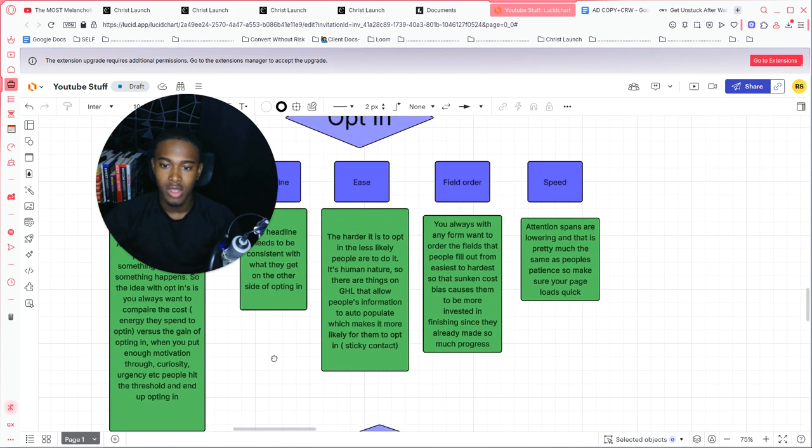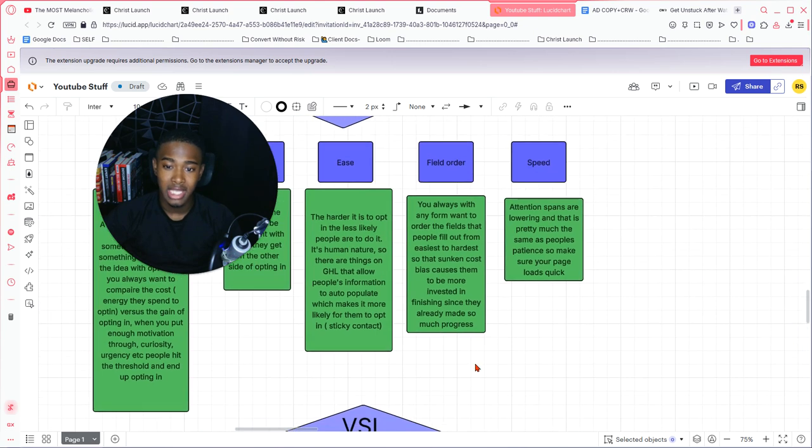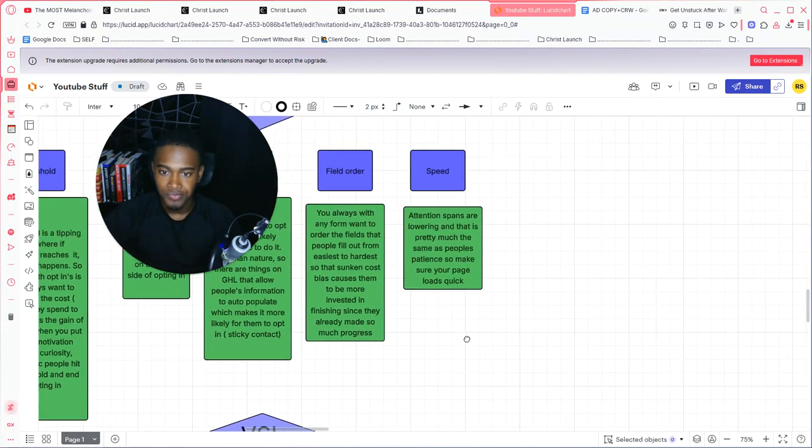Now, ease. The harder it is to opt in, the less likely it is for people to do it, and it's human nature. So these are things that go high level, allow for people's information to auto populate, which makes it more likely for them to opt in, and it's called sticky contact. So it will autofill name, phone number, email for them, make it easier.